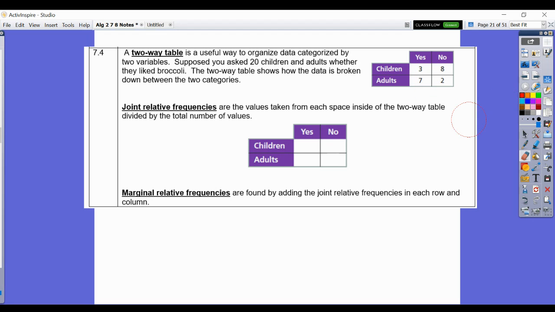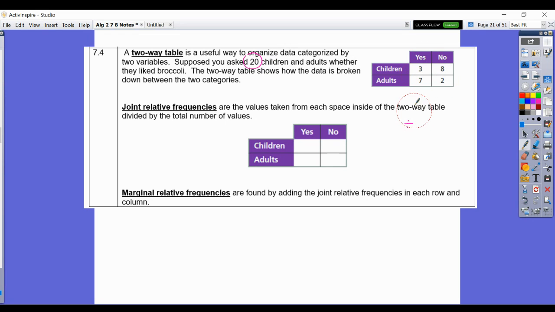Anyway, what we can do with the two-way table is find some different probabilities, or we are going to call them frequencies also. So the joint relative frequencies are the values taken from each space inside the two-way table divided by the total number of values. So first of all, we know there are 20 children. So we can just take each of these values and divide them by 20.